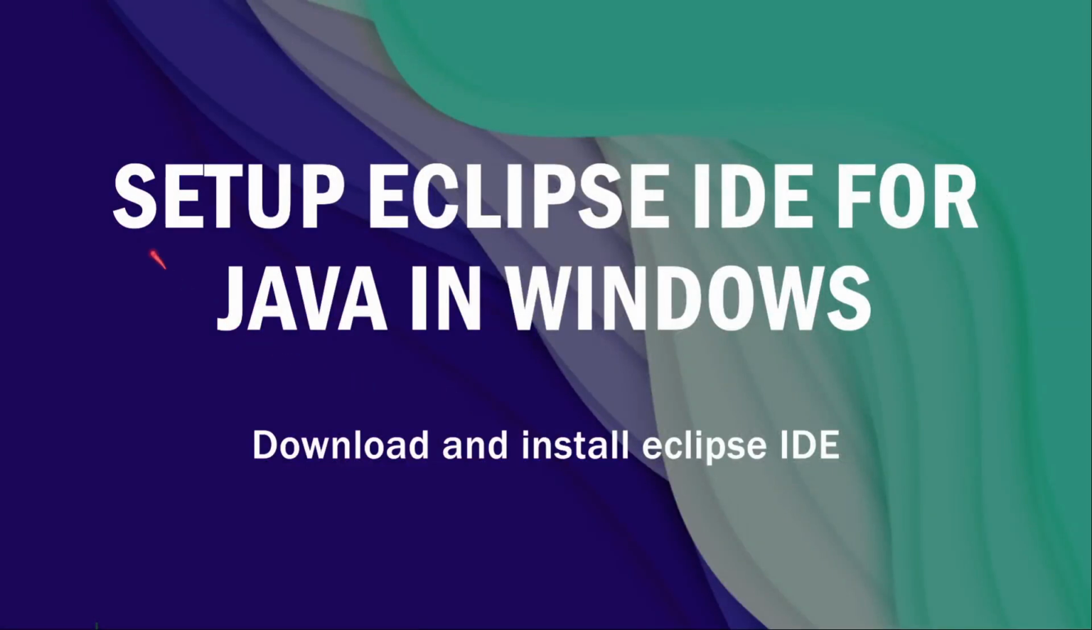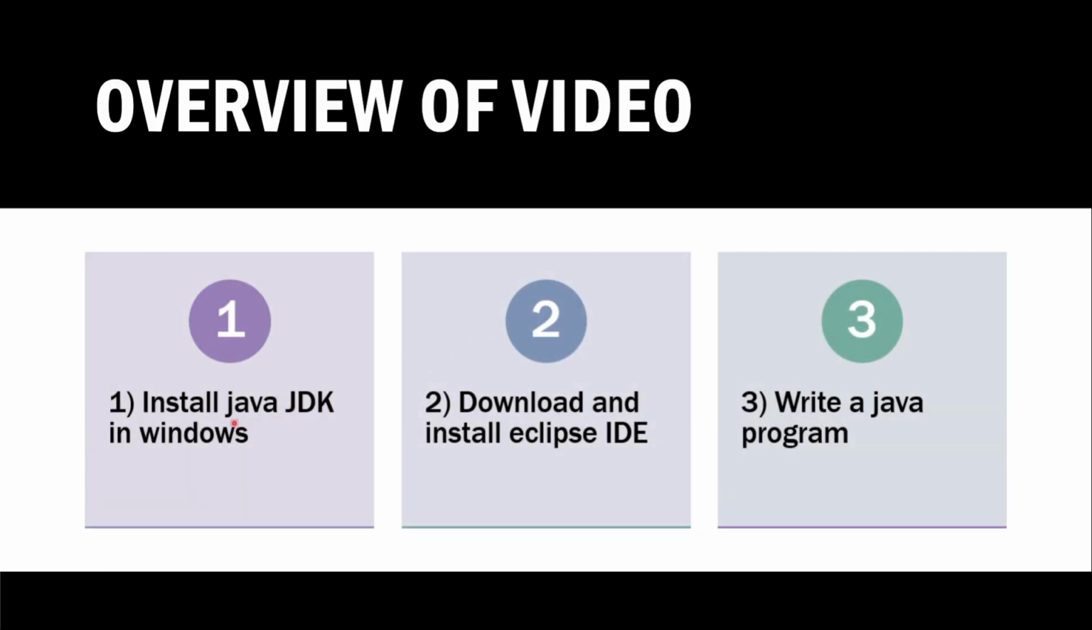Hello friends, in this video we will set up Eclipse IDE to write Java programs in Windows. So let us see the overview of the video. First we will download and install Java JDK that will help us run, compile and debug the Java programs. Then we will download and install the Eclipse IDE to write the Java programs, and after completing both these tasks we will write a Java program.